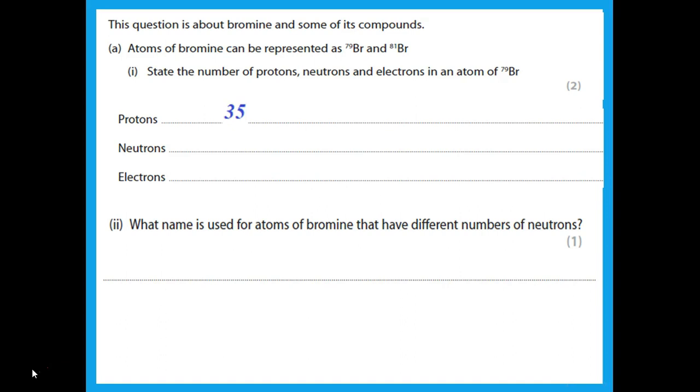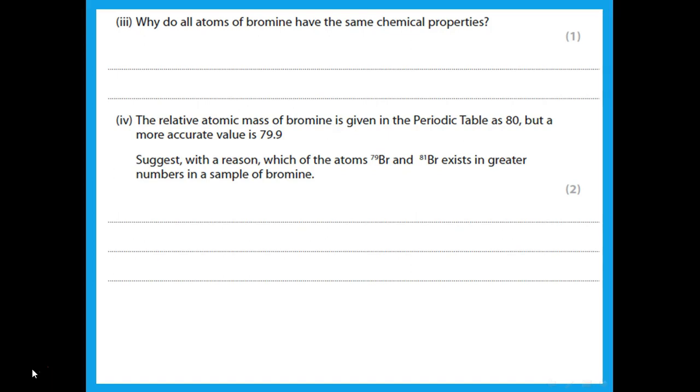You'll find that it is 35. Now, how many neutrons? That will be 79 minus 35, which is 44, and the electrons are the same as protons. What name is used for atoms of bromine that have different numbers of neutrons? Different numbers of neutrons are isotopes.